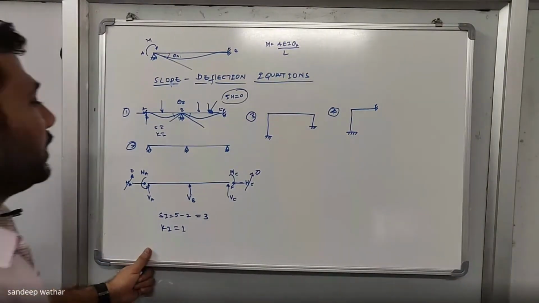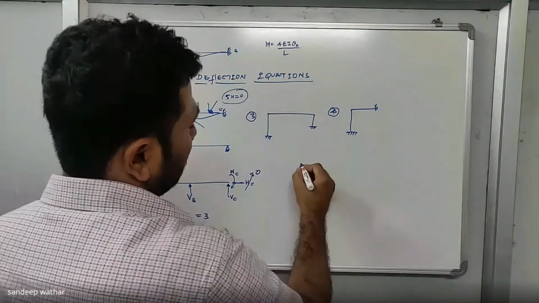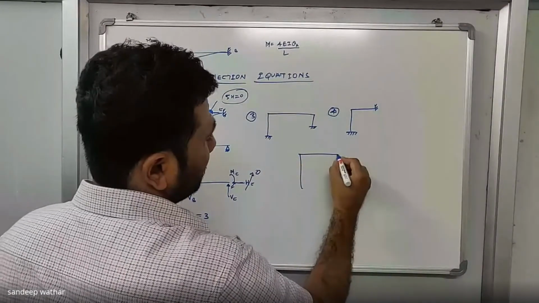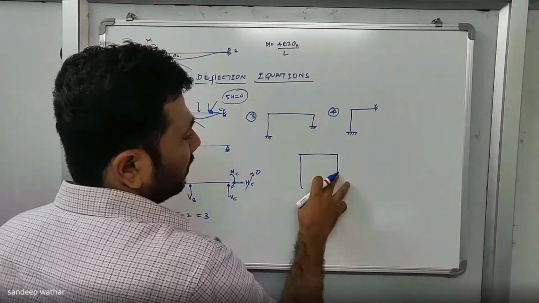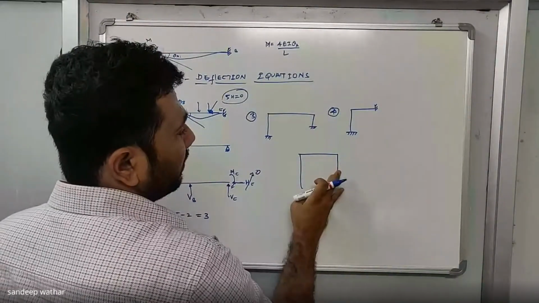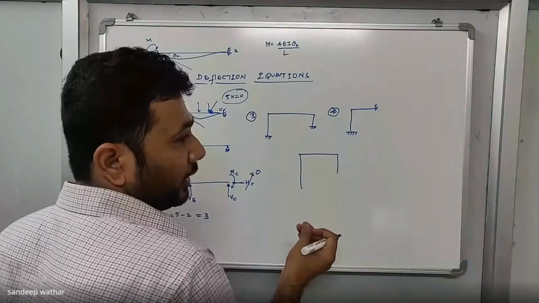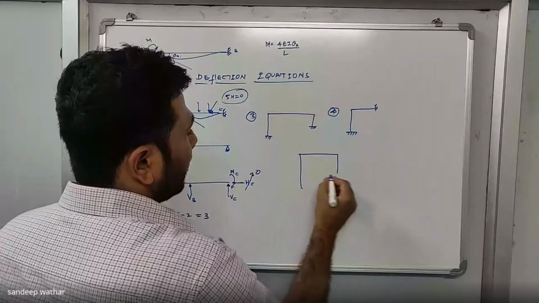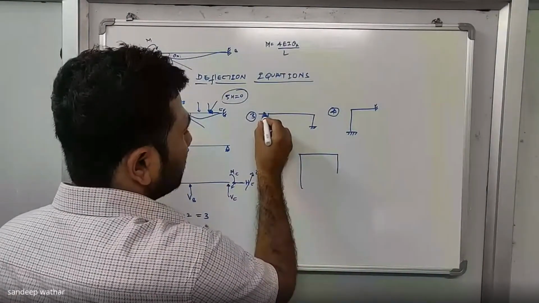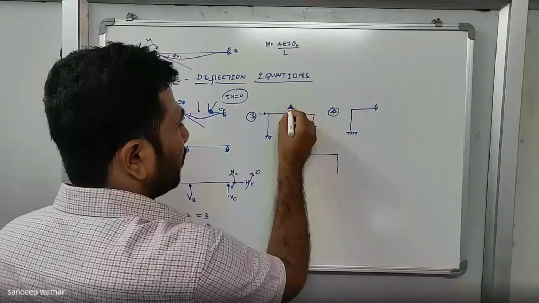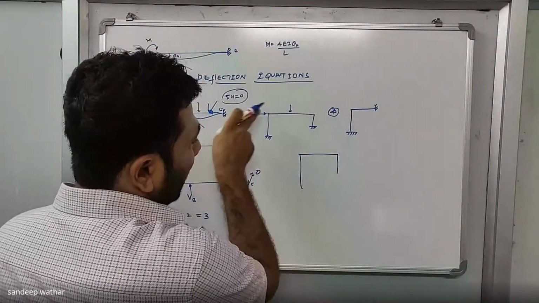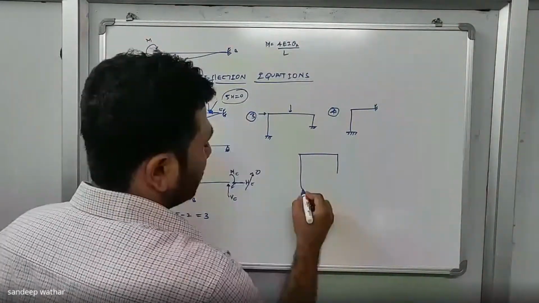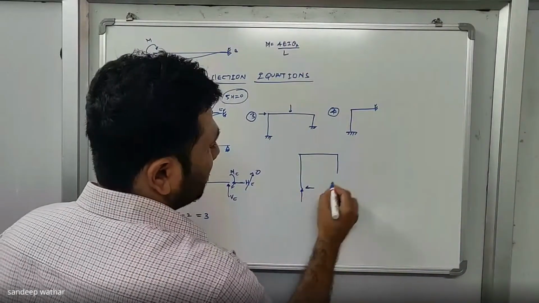Next, I'll take this third structure. I'll try to determine the equilibrium equations and then my reactions. Here, assuming that there is a horizontal force and also a vertical force, you see how many reactions will be created. We have a horizontal force here, so because of that, 3 reactions will be generated.